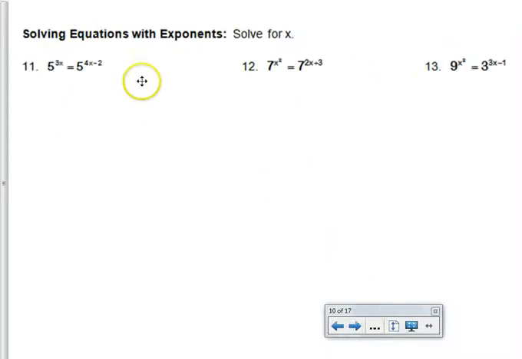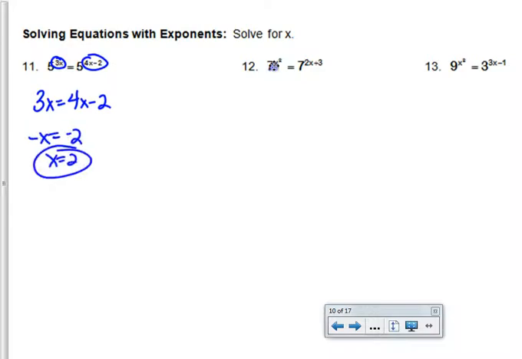Alright, number 11. We're going to solve an equation, and what these equations have in common is they either have the same base or they have a common base. So for instance, number 11, 5 to the 3x power equals 5 to the 4x minus 2 power. The only way for these equations to be equal is if their exponents were the same value. So I'm going to set up a smaller equation that says exactly that. I need my exponents to equal each other. So it looks to me like x must be equal to the number 2.